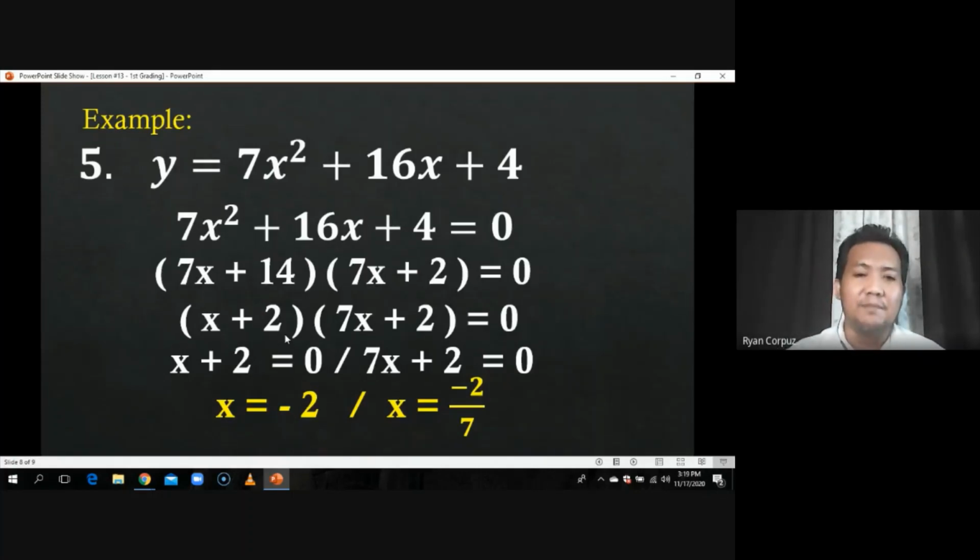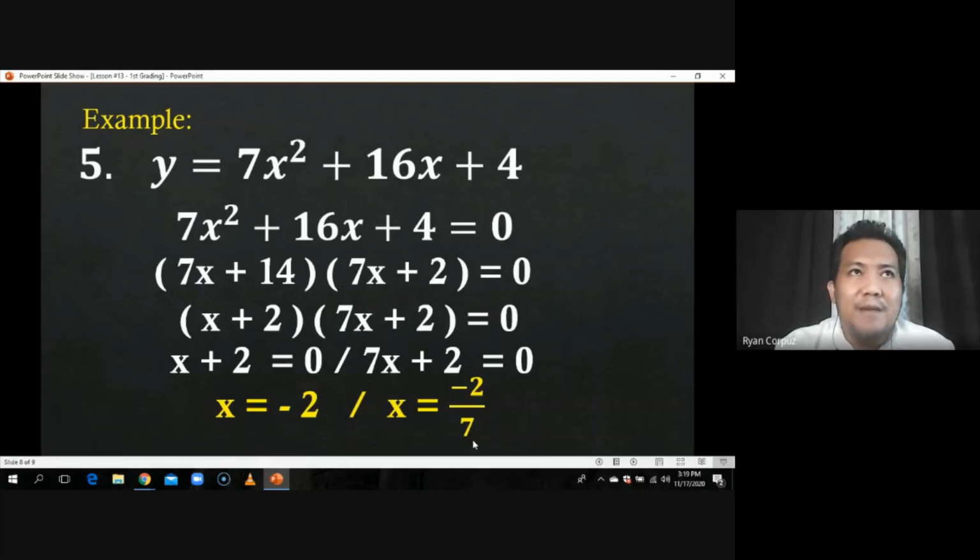So meaning to say, if you are going to graph this equation, the quadratic function, the parabola will intersect the x-axis at points negative 2 and negative 2 over 7. So since positive yung A natin, yung parabola naman natin opens upward. Upward that will intersect at points negative 2 and negative 2 over 7 on the x-axis. So that's how we answer example number 5.